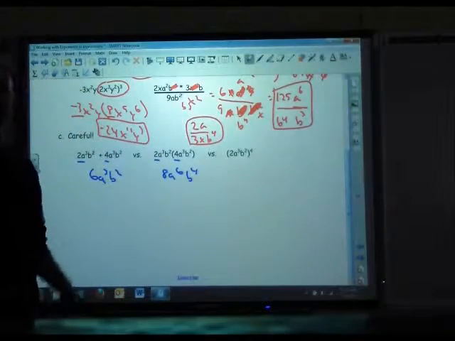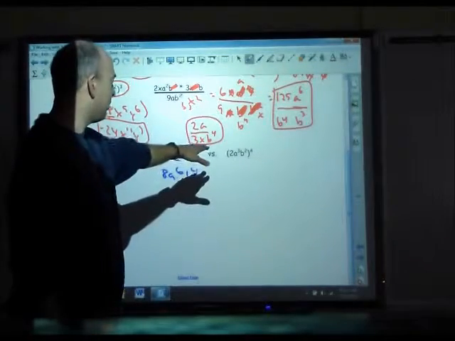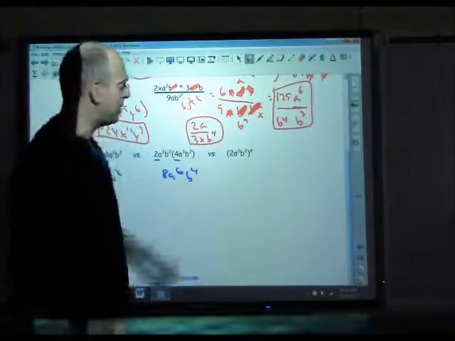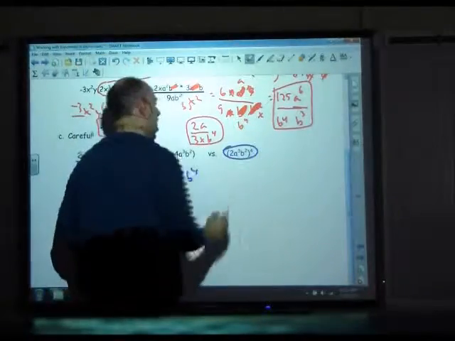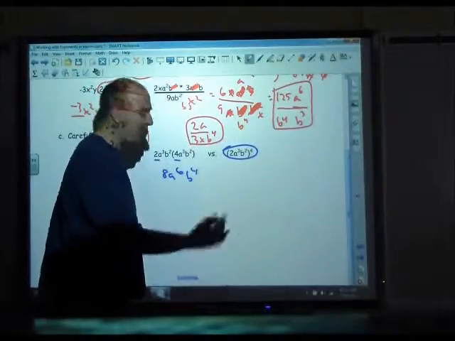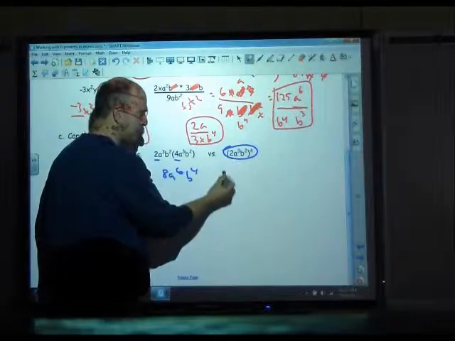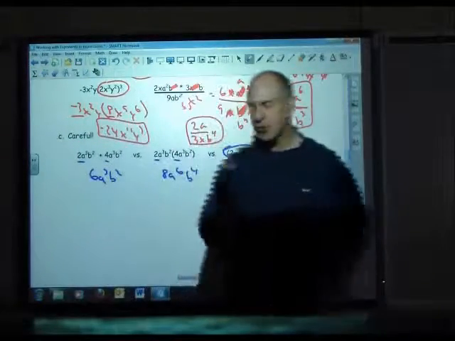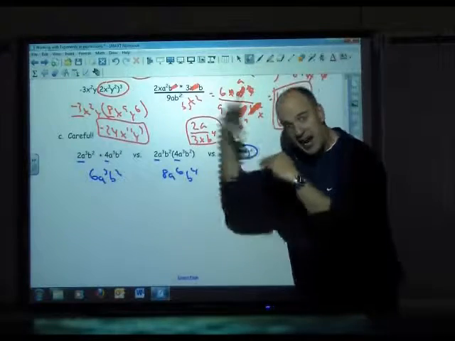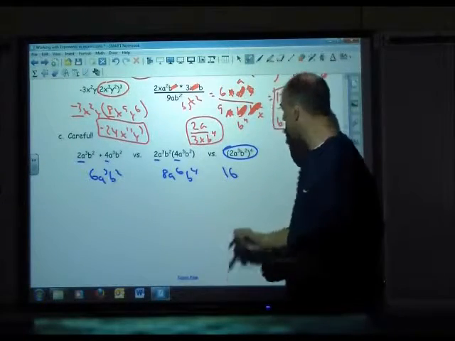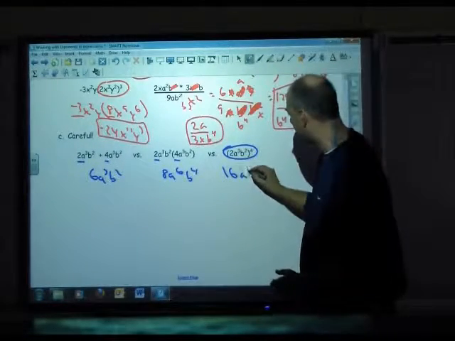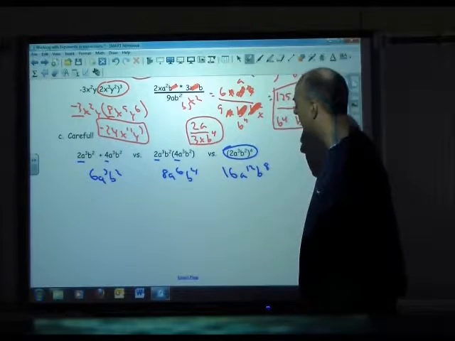Okay? And then the last one, I've taken one of those bases and just decided to raise it up. So now it's all multiplication mode. 2 times 2 times 2 times 2 is 16. Bases with exponents, raised to exponents, they're stacked. You got to multiply those, so that's 16, a to the 12th, b to the 8th.